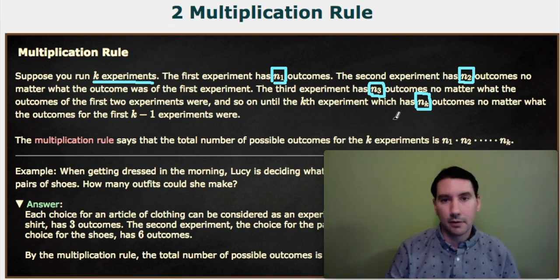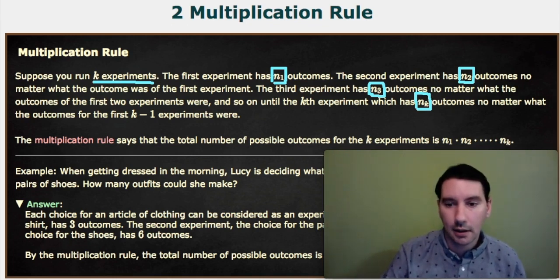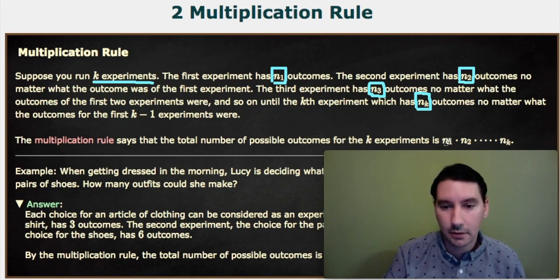Then the number of outcomes total for all these experiments can be gotten by just multiplying the numbers together, hence the name multiplication rule. So for the k experiments, it's n1 times n2 times n3 up to nk.